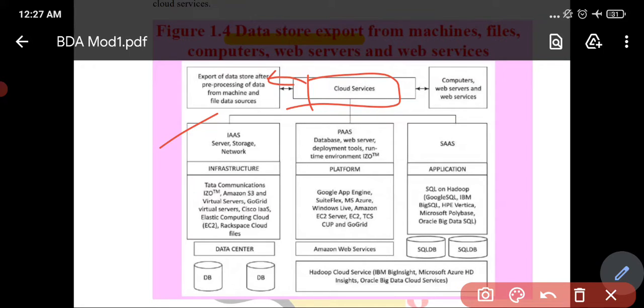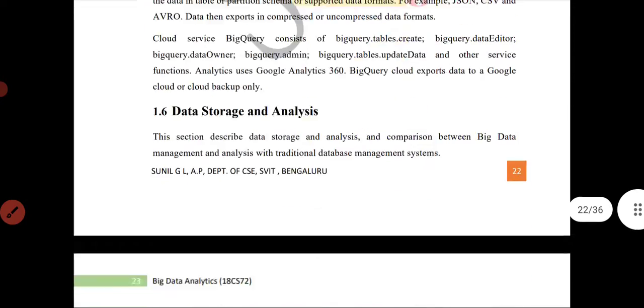We have different services provided by the cloud, that is IaaS, PaaS and then SaaS. With the help of these services, we can easily export the data store after pre-processing of data from the machine and file data sources. And so we can export it from the computer, web server or even web services, or even from the machine with the help of three services, that is SaaS, PaaS and then IaaS. So that is how it is done.